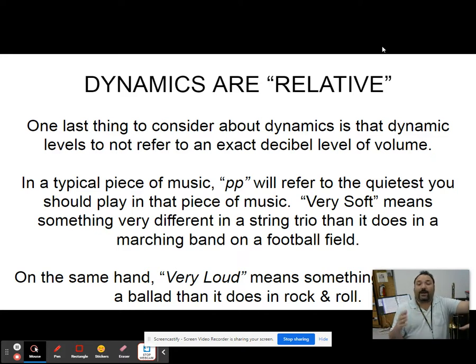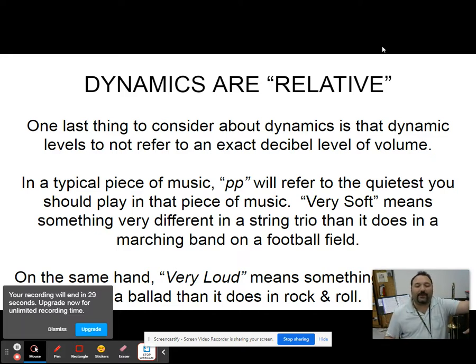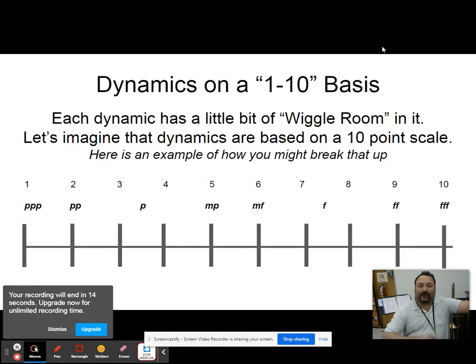You want to relate your dynamics to each other within the piece and within the type of piece that you're playing. All right. So, just realize that when you're playing, there's not one specific volume that each of these dynamics defines. And finally, I've got a little chart here on dynamics on a 1 to 10 basis. Realize I have written here 1, 2, 3, 4, 5, 6, 7, 8 different dynamics in a 10-point scale. And I showed you kind of like where you could line up each of these.